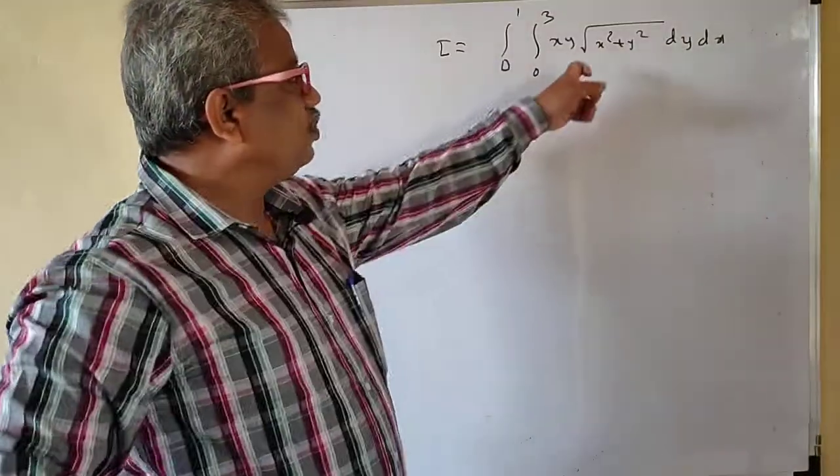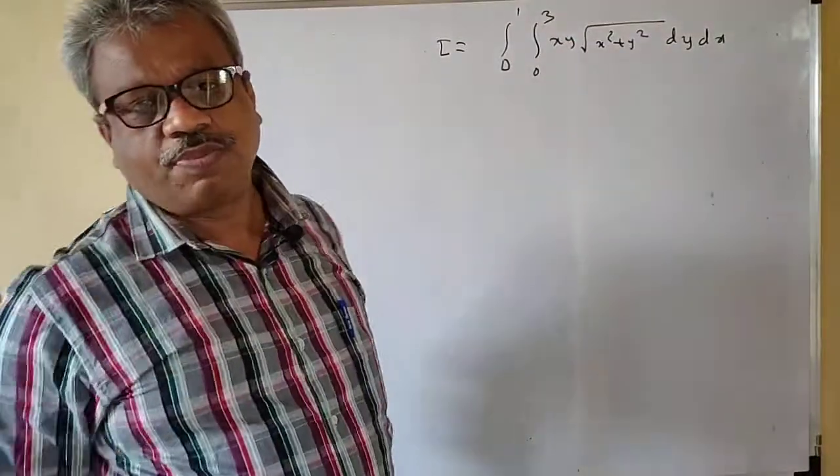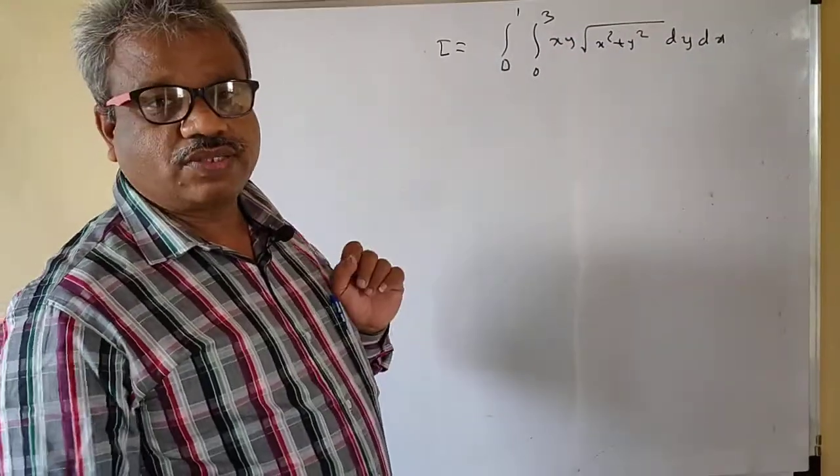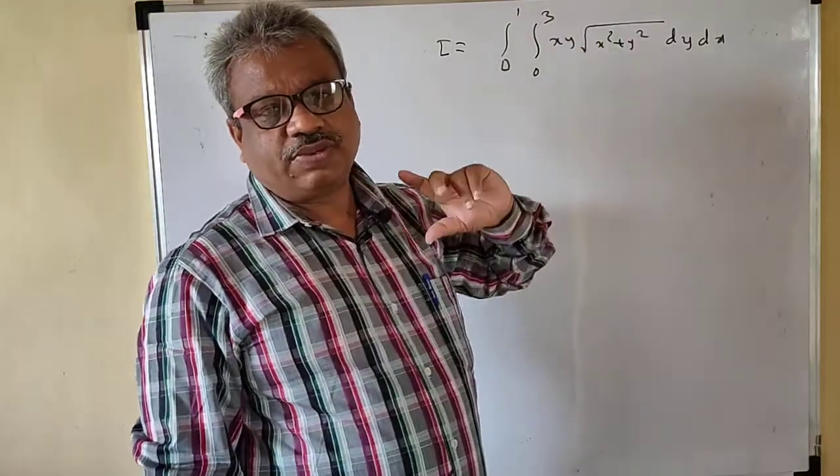Now what here? This is the root. You know the integration of, see, this root of x square plus y square is complicated now. Root of x square plus y square is complicated here. So what do I do? Which part, x square plus y square, is complicated?